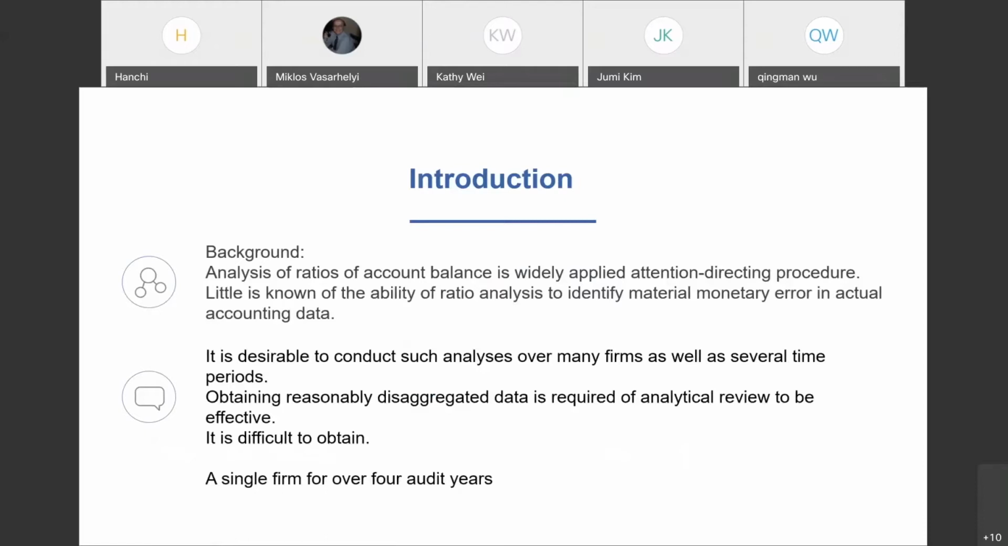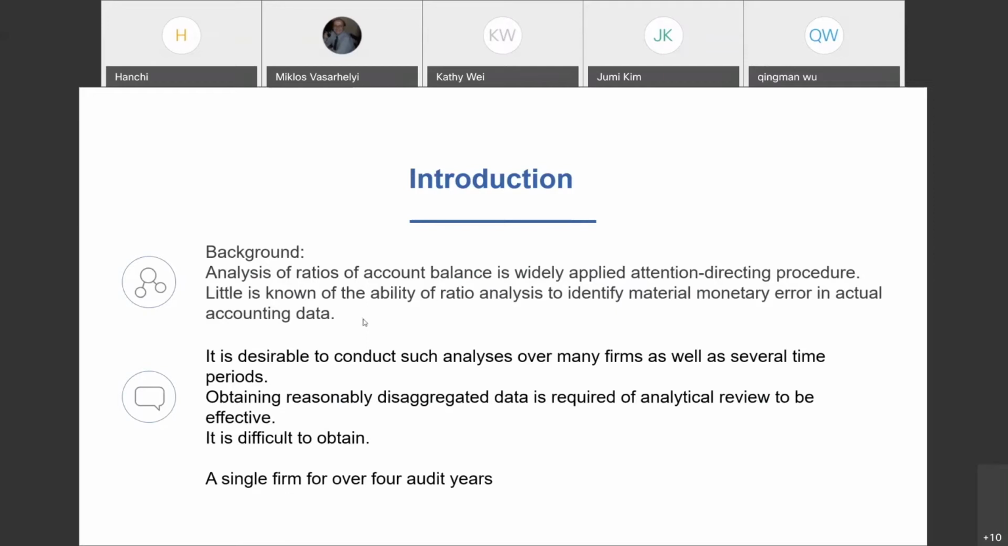In the introduction part, we first talked about the background of this kind of study, as many articles already presented today. Analysis of ratios of account balances is widely applied in attention directing procedures. However, little is known of the ability of ratio analysis to identify material monetary error in actual accounting data. So it's desirable that we can conduct such analysis over many firms as well as several time periods.